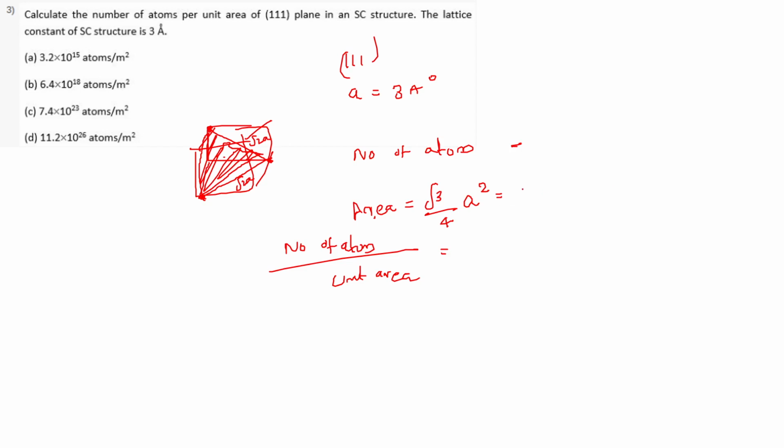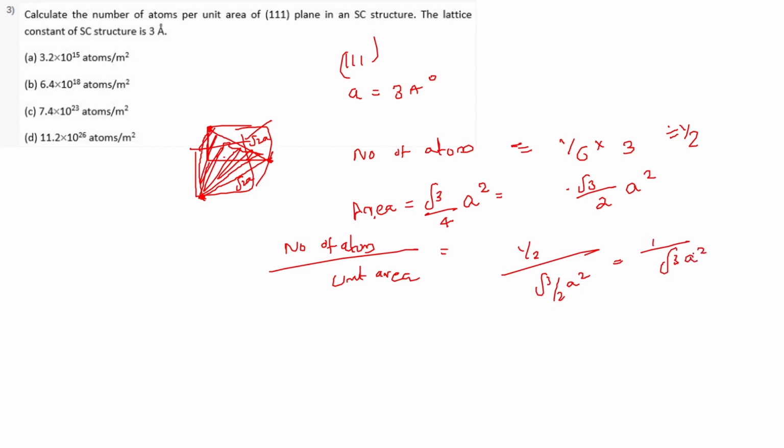So what is the answer you got? Number of atoms? It will be 1 by 6 into 3. Okay, so it will be 1 by 2. Now area is how much? Root 3 by 2 a square. Now do 1 over 2 divided by root 3 by 2 a square. So it will be 1 over root 3 a square, you will get it. That answer is approximately option B.